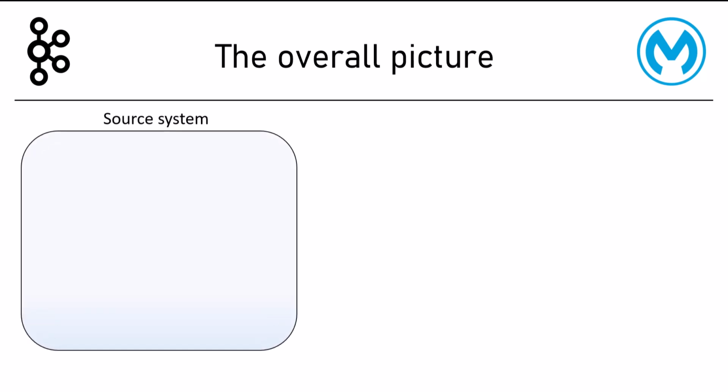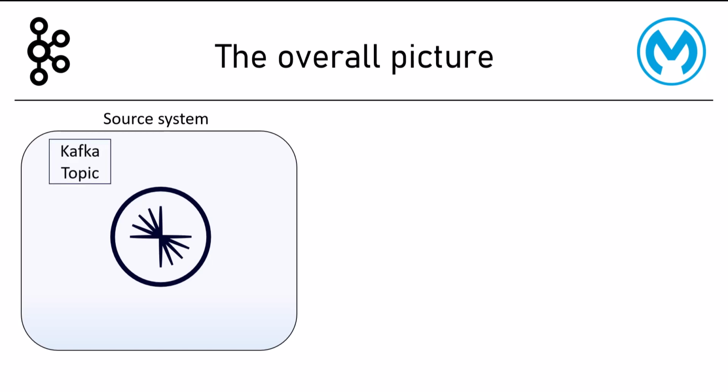Let's start with the first component, namely the source system. In our solution, the source system is based on Confluent and consists of the following two subcomponents. The first one is a Kafka topic, which contains the serialized message data that will be consumed. The data format used for the serialization process is Avro, which brings me to the second subcomponent of the source system, namely the schema registry.